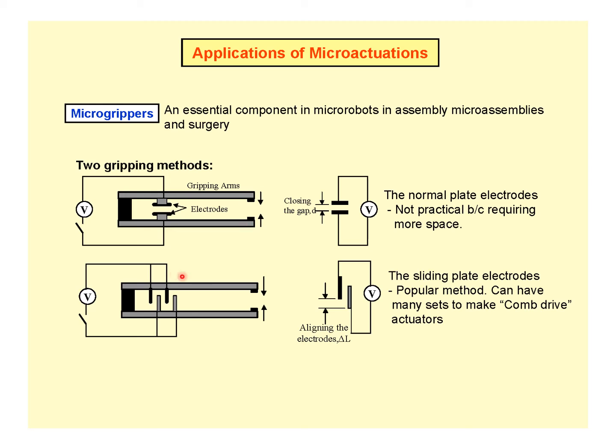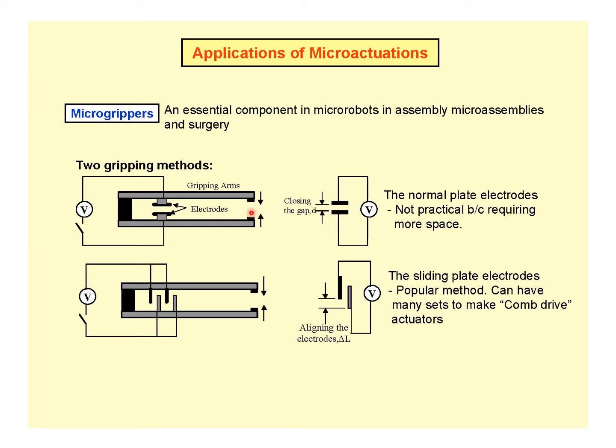For micro grippers, we have two sets of arrangements. One is vertical movement, the other one is horizontal movement. These are all called fingers or arms of the micro grippers. Can you imagine this? This is the gripping arms. If you have an object in between these, and that object has to be taken from one place to another place, then we need to grip it with the arms.